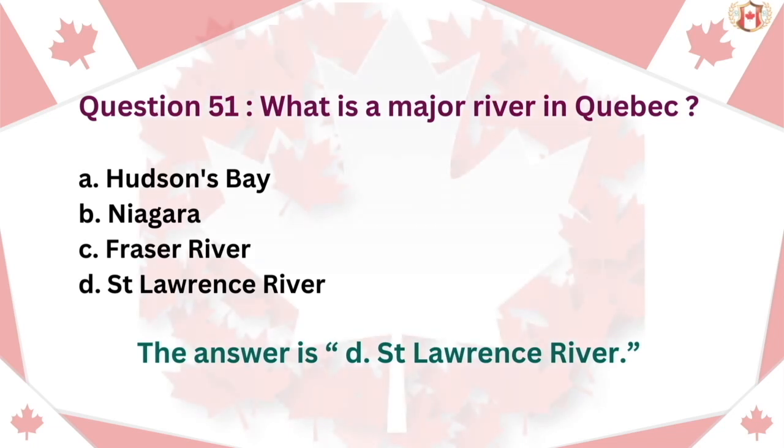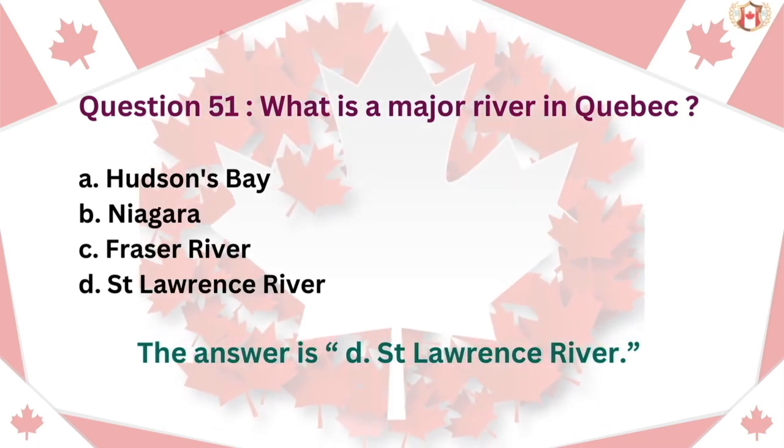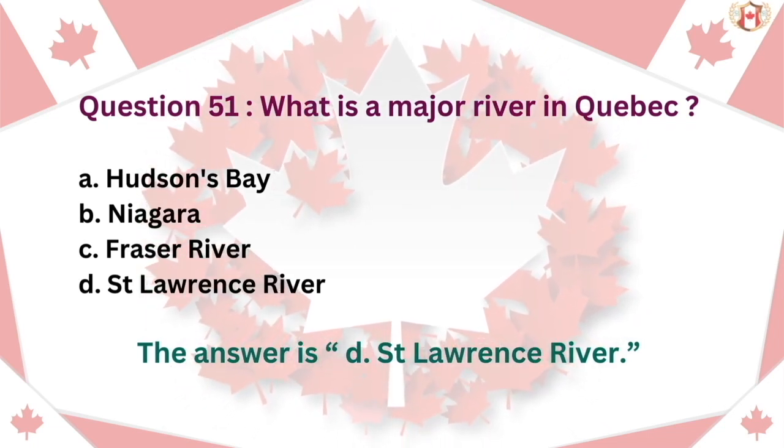Question 51. What is a major river in Quebec? A. Hudson's Bay. B. Niagara. C. Fraser River. D. St. Lawrence River. The answer is D. St. Lawrence River.